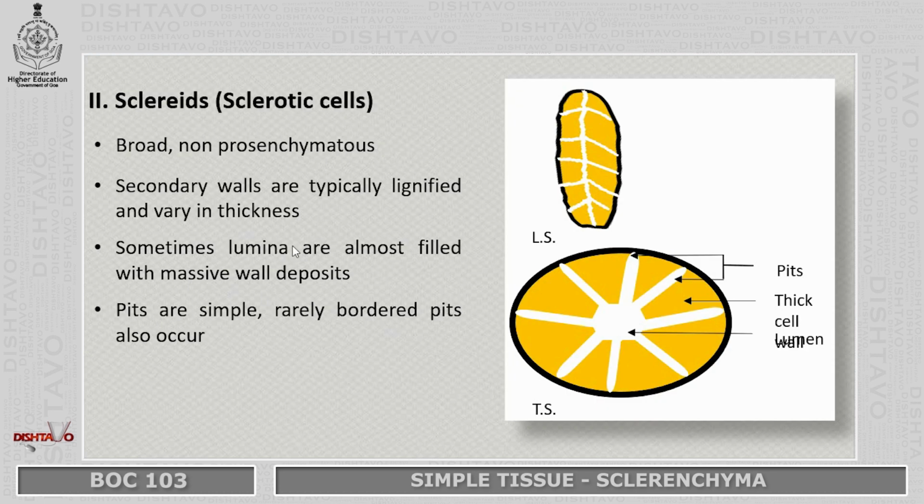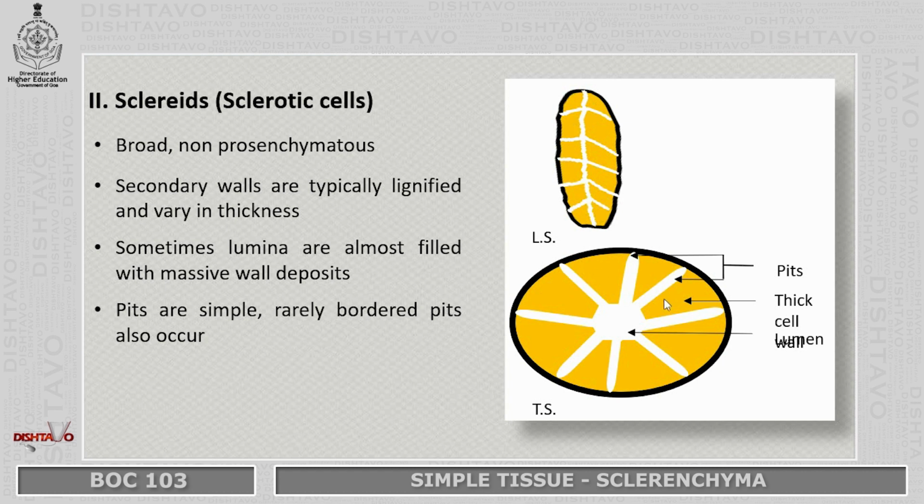Now, we have the second type of sclerenchymatous cell, which is referred to as the sclereid, also referred to as the sclerotic cell. Here it is very broad, unlike the fiber which shows pointed ends. Here it is non-prosenchymatous, that means they do not show any pointed ends. Similarly, they show the presence of secondary walls which are typically lignified and vary in their thickness.